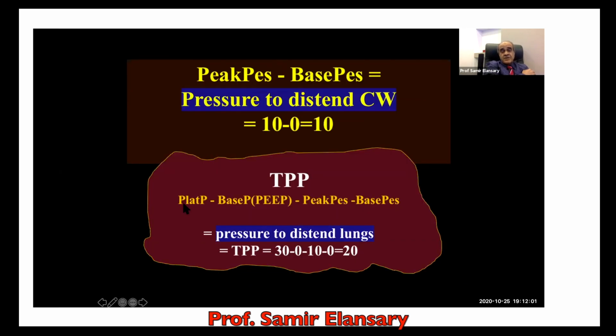Peak esophageal pressure minus base esophageal pressure reflects the pressure to distend the chest wall. If there is any problem in the chest wall, the peak esophageal pressure or the peak pleural pressure will be high, of course. Transpulmonary pressure again equals the plateau minus the peak value, minus the peak esophageal pressure minus the base esophageal pressure.